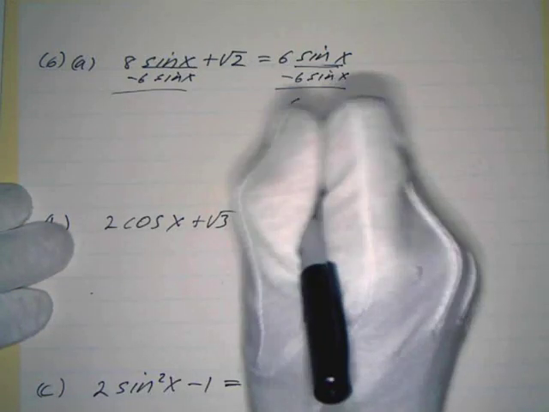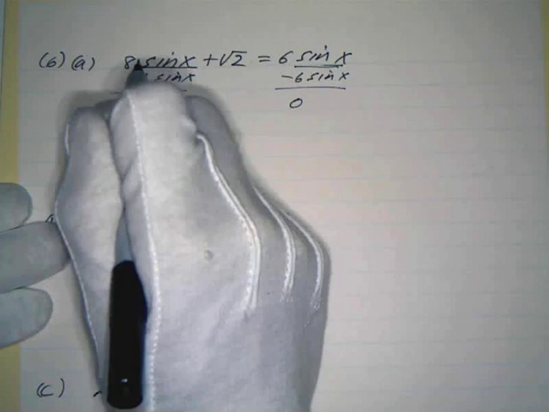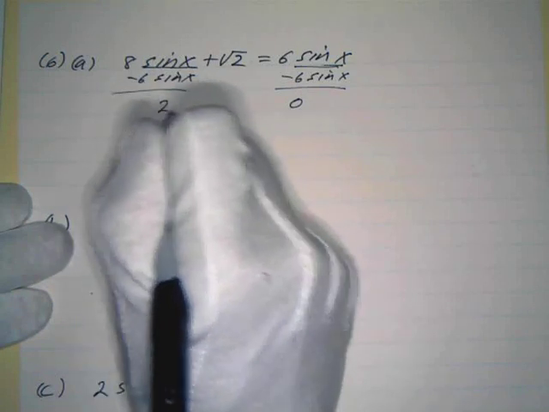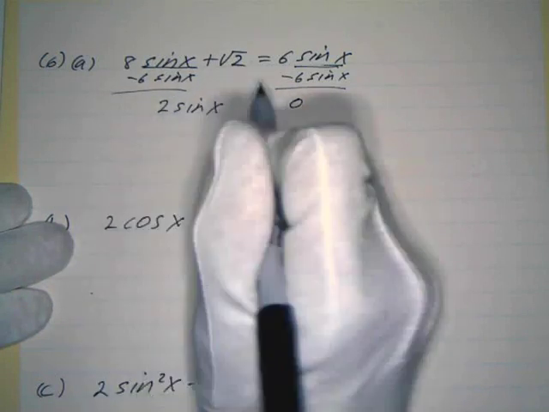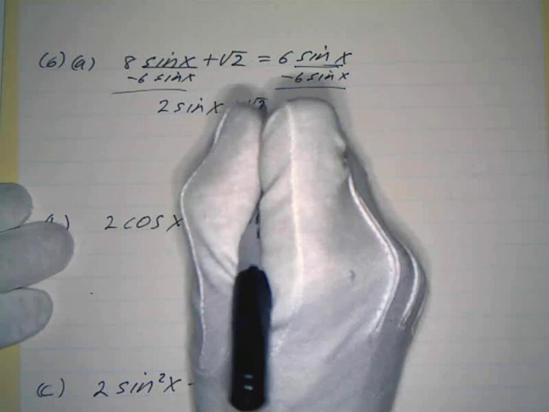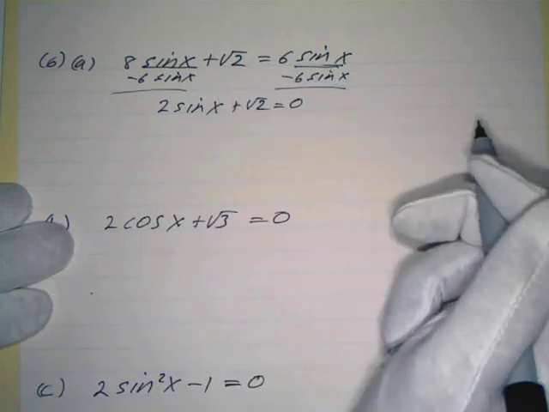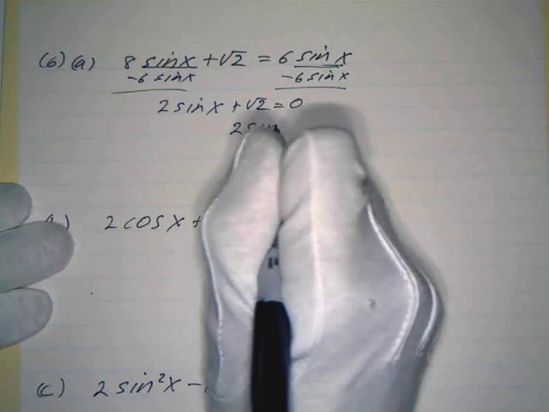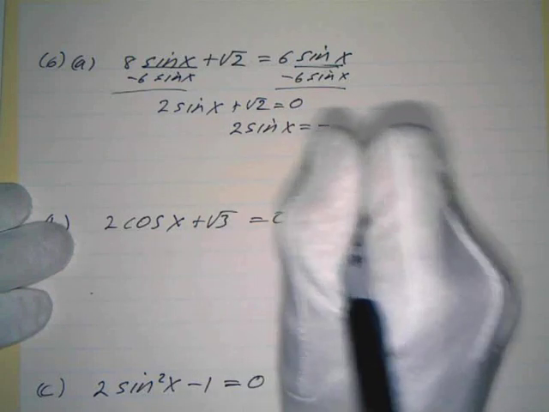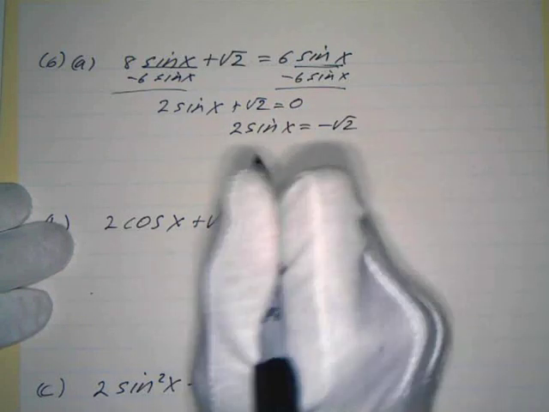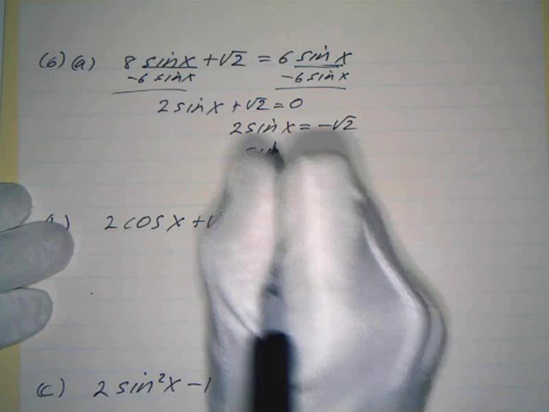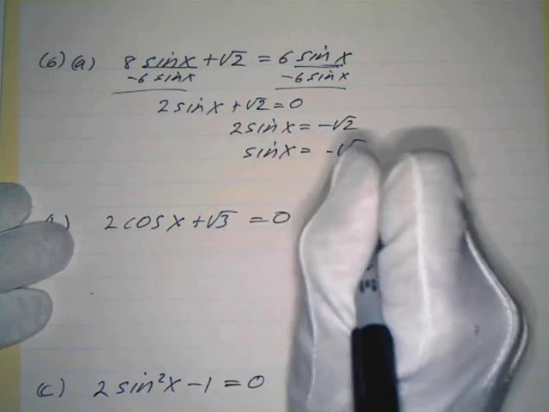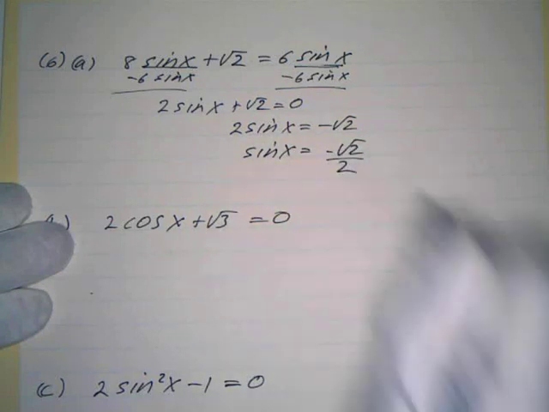And that's just going to be 0. And this is going to be 8 minus 6 is 2 sine x plus the square root of 2 equals 0. Then I can subtract the square root of 2 from both sides. So I get 2 sine of x equals negative the square root of 2. Then divide both sides by 2. And I'll get the sine of x equals negative the square root of 2 divided by 2.